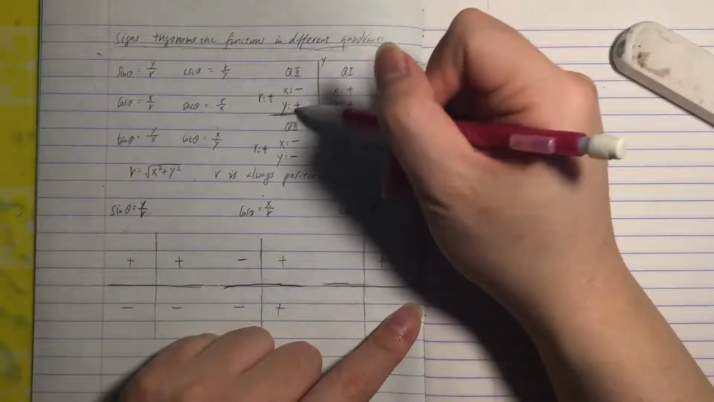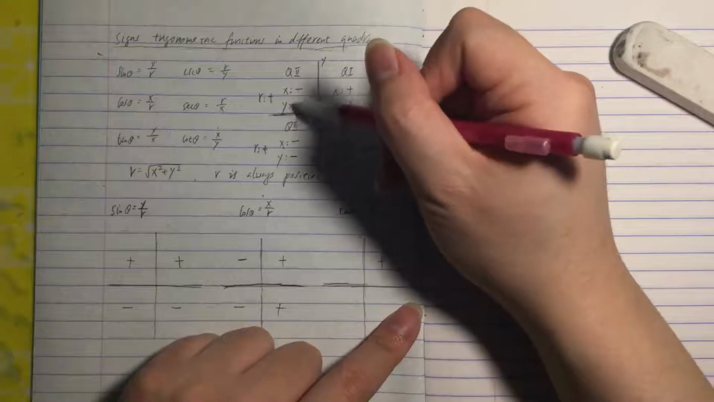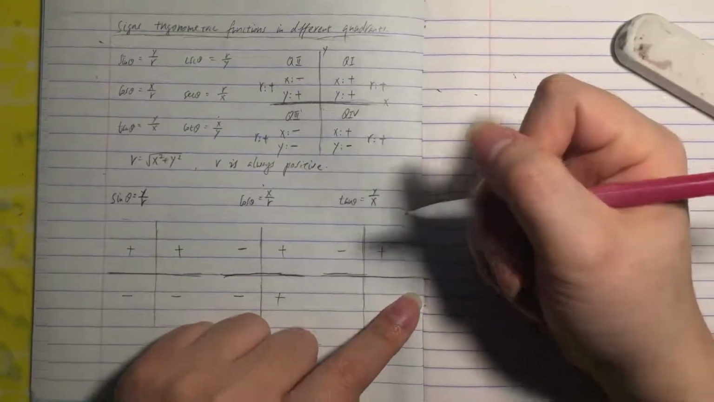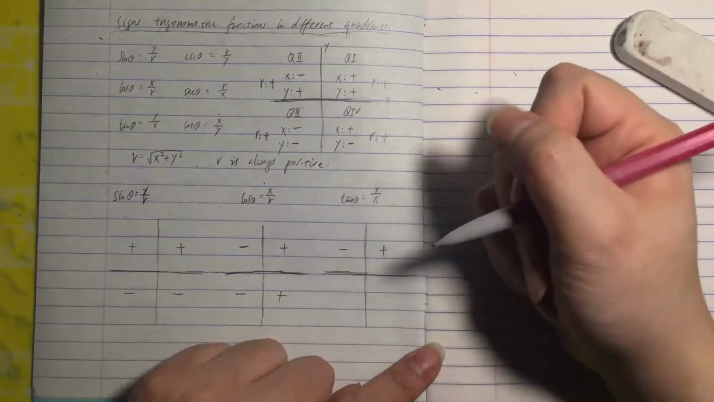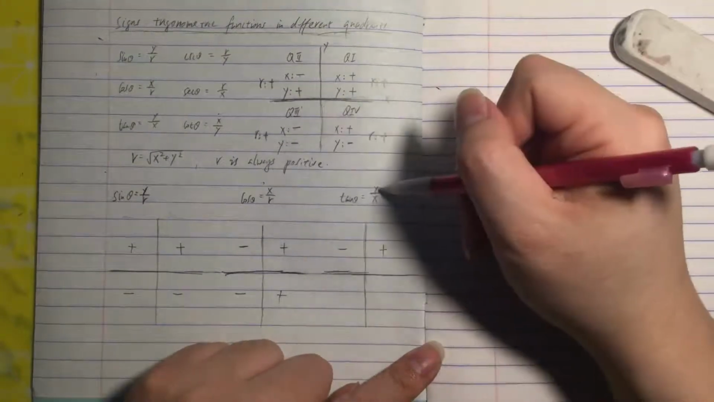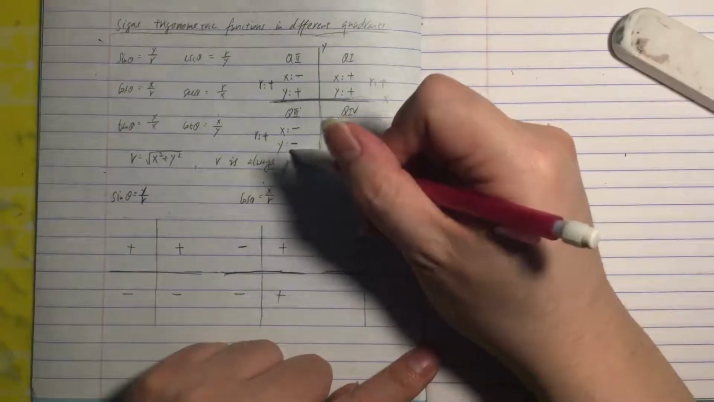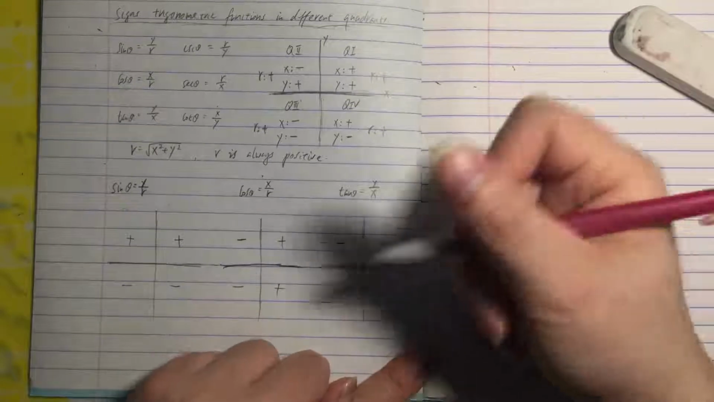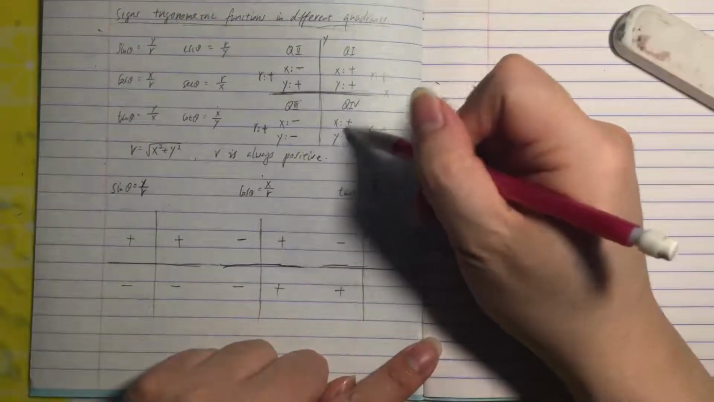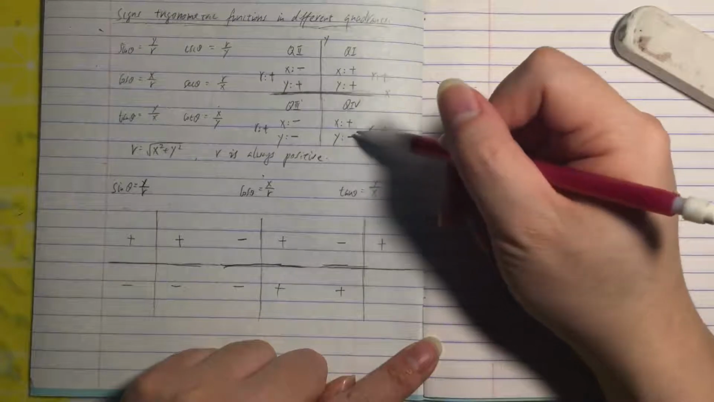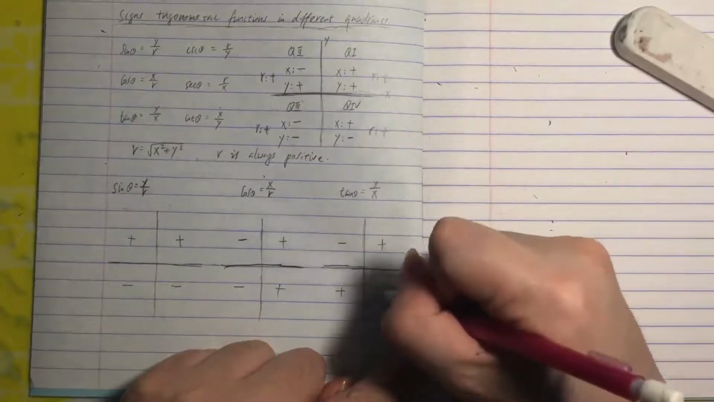In Quadrant 2, x is negative, y is positive. So y over x is positive number over negative number, which is negative. So tangent is negative in Quadrant 2. In Quadrant 3, x is negative, y is negative. Tangent is y over x. Negative number over negative number is positive. In Quadrant 4, x is positive, y is negative. We have y over x. Negative number over positive number is negative.